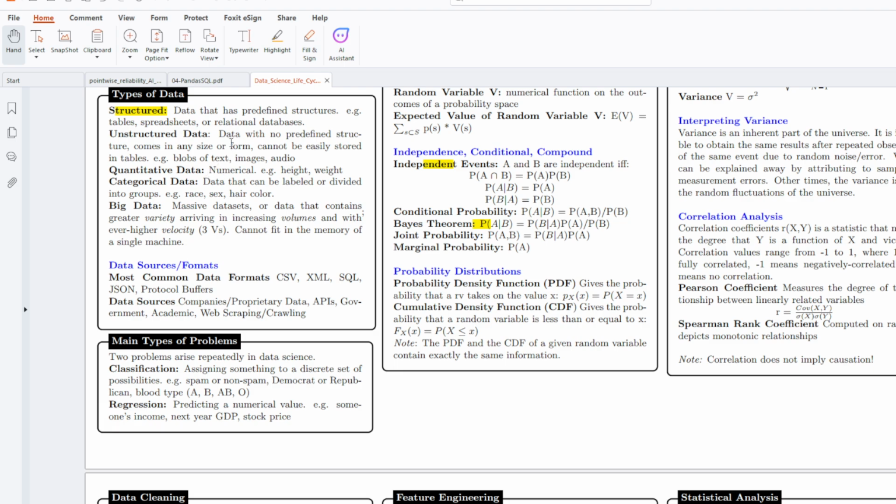When you are taking the height of someone, you could say this person is 5 feet, 5.2 feet, 5.3 meters. You put it in decimal and all that. So those are numerical data.